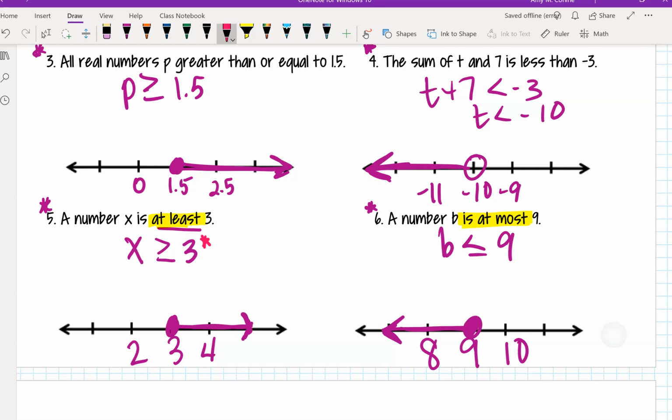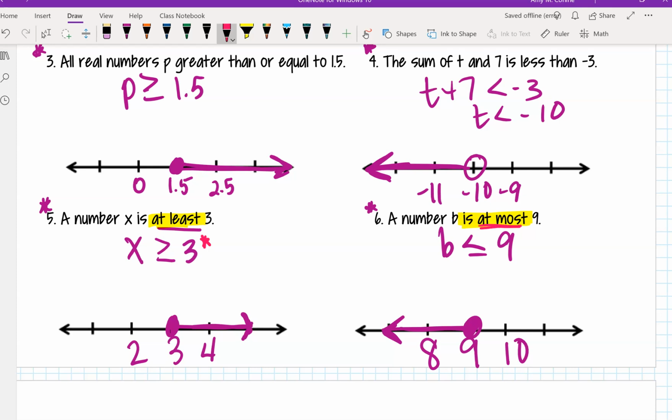For 6 is at most, let's say I have at most $20 in my pocket. So could I have more than 20 or could I have less than 20? Well, you can't have more because you're saying at most. That's the most I could have.